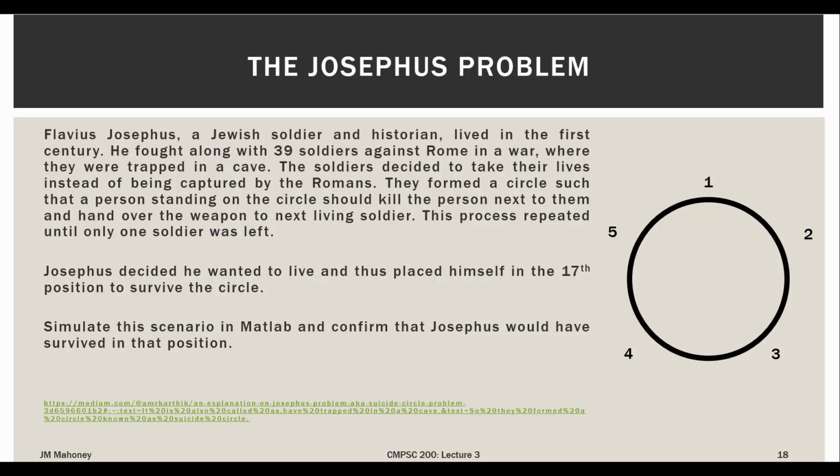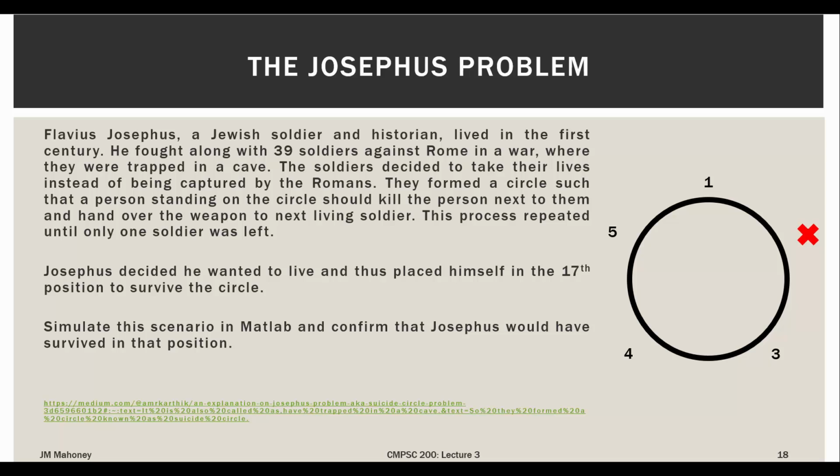So I'm going to first do a simulation just on the slide here. What if there were 5 soldiers in the circle? How would this process work? Let's assume that the soldier at position 1 is given the sword first, so he kills the soldier next to him. We're going to go clockwise here. So soldier 1 has the sword, and he is going to kill soldier 2.